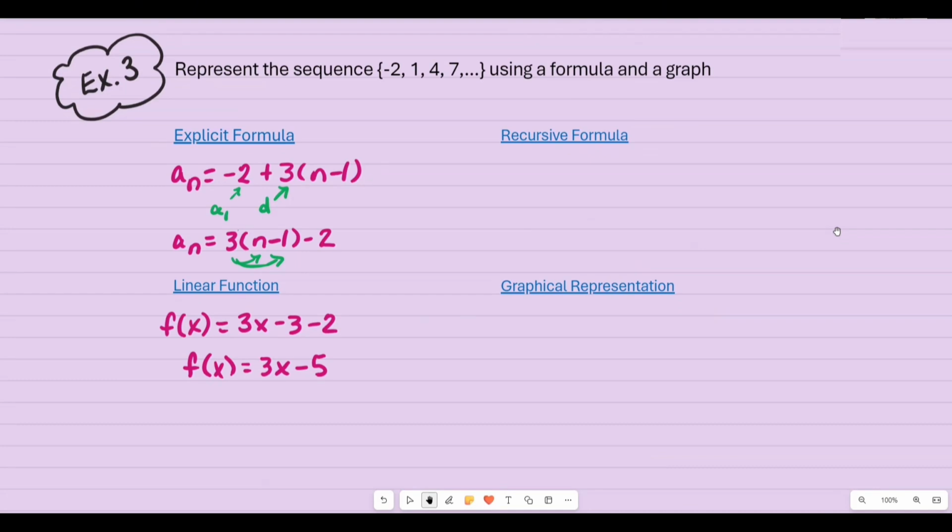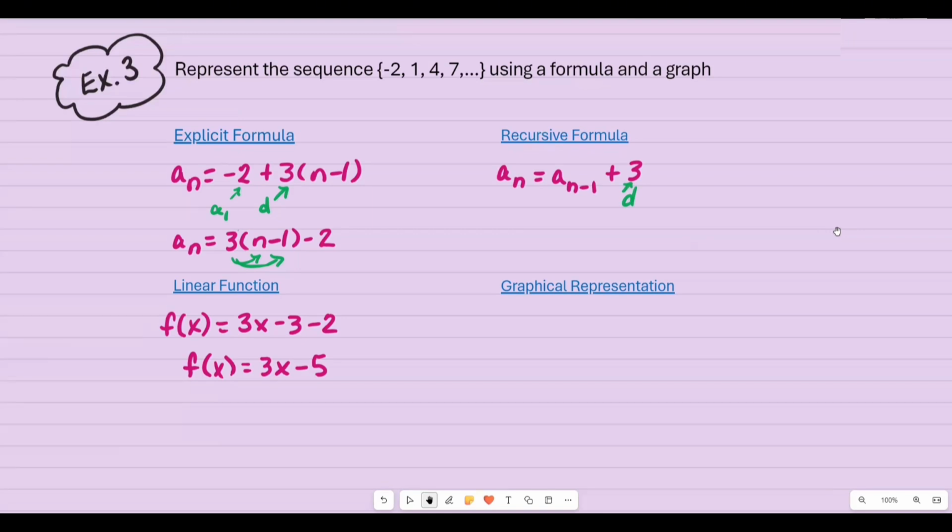Now, if we're talking about recursive formula, then it's going to be a sub n is equal to a sub n minus 1 plus 3. Because we knew the d, we could substitute that in. So I can use any number for that n and it would still work. So if I wanted to know the second term of my sequence, I would use the formula and then substitute 2 in every time I saw the n.